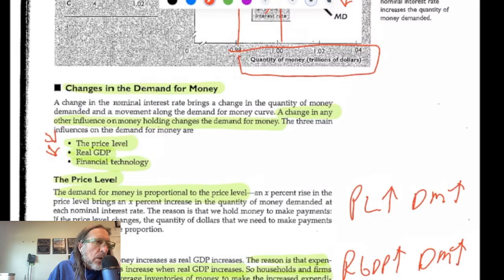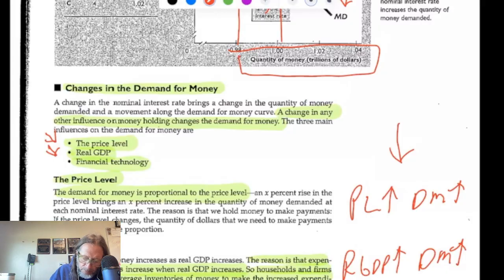If prices rise, we need to hold on to more money because we have to pay for the more expensive groceries. We have to pay for the more expensive gas. These things require more money, so we're going to need to hold money and keep it with us. And so it's very simple. When the price level rises, so does the demand for money. We're going to have a shift of the curve to the right. Obviously, the opposite, we have a shift of the curve to the left.